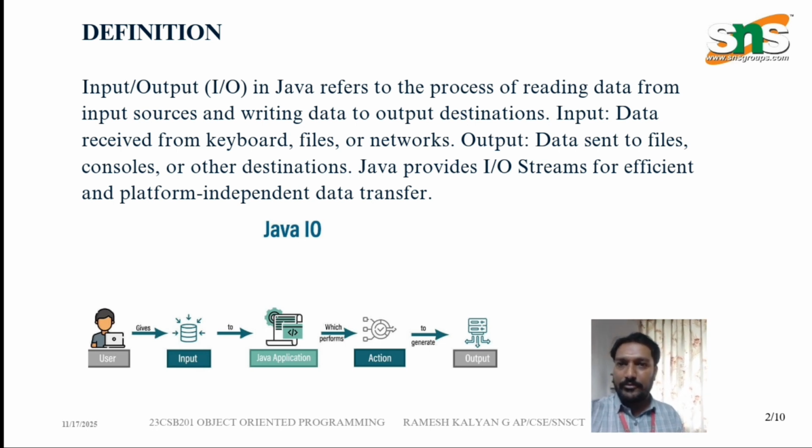In the figure below we could see the user giving some input, then it passes to the Java application, then finally it goes into the action, and finally we get back the output. So these are the IO operations that are carried out in the Java language.